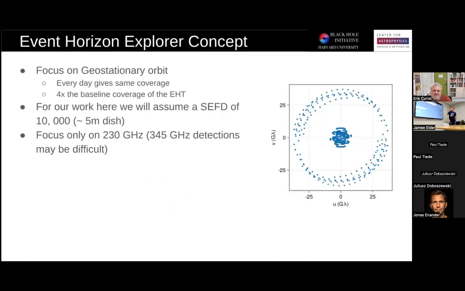The specific orbiter we picked, like Daniel said, you can pick a few different inclinations for what the orbit looks like. This is a very particular one, so it looks like a circle. There's just this big region that the orbiter goes along. I'm also going to assume an SEFD of 10,000, which is about a 5-meter dish. Maybe a little optimistic for what we can put in space, but gotta start somewhere. I'm also only going to focus on 230 gigahertz, since 345 detections may be pretty difficult.